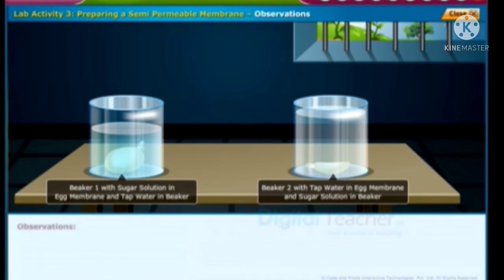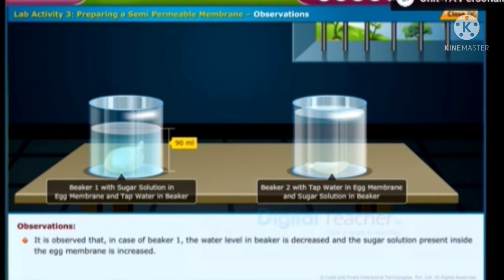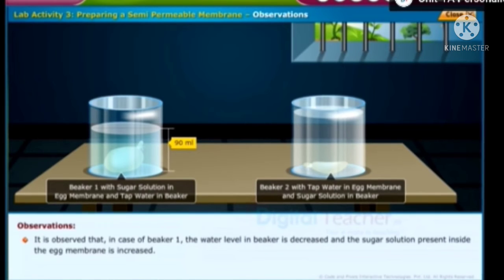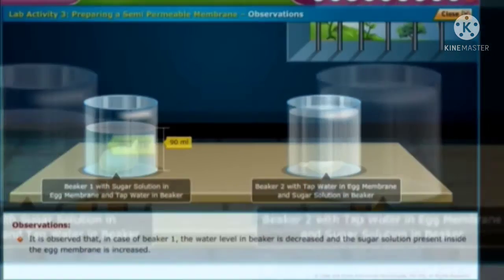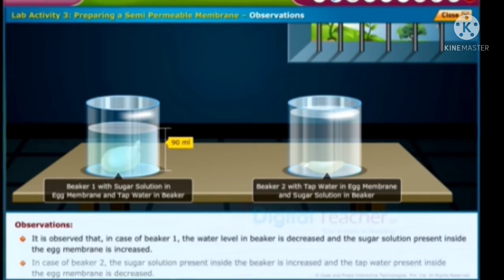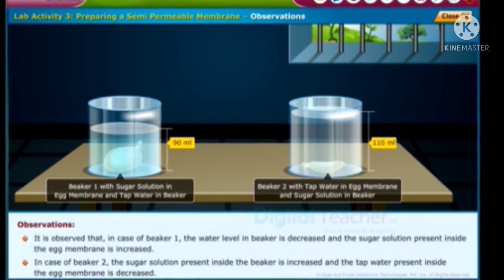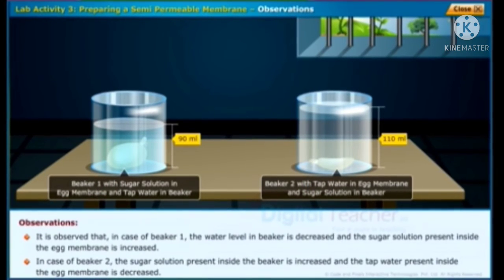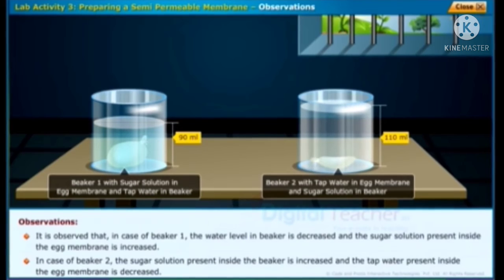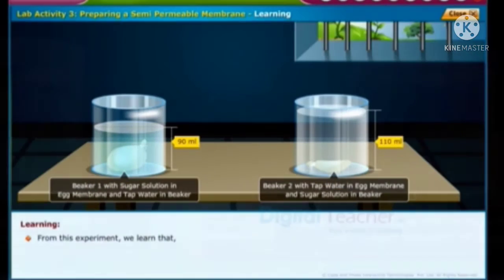Now coming to the observations. It is observed that in case of beaker 1, the water level in the beaker is decreased and the sugar solution present inside the egg membrane is increased. In case of beaker 2, the sugar solution present inside the beaker is increased and the tap water present inside the egg membrane is decreased.